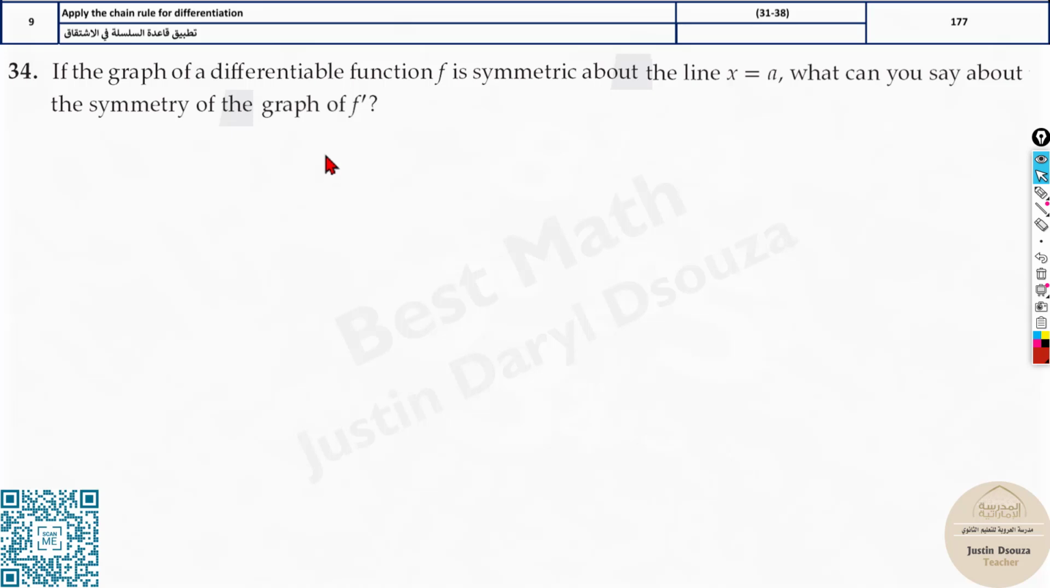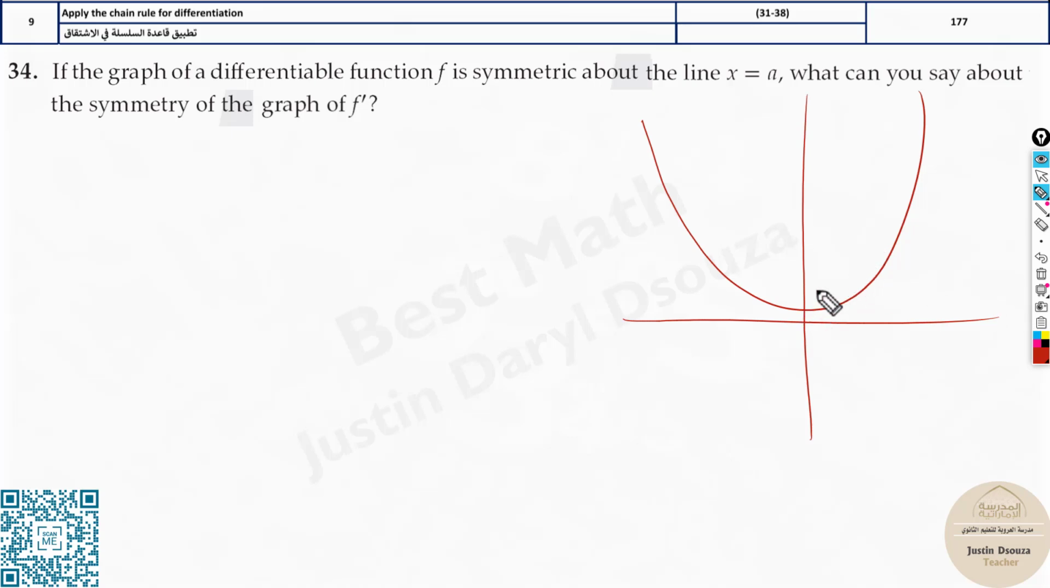And even this problem, again, I don't think this will come, but anyways, let's go through this. If the graph of a differentiable function f is symmetric about the line x is equal to a, okay, it's symmetry. So what comes to my mind is a parabola, because it's very easy to remember a parabola, right? Now imagine this x is equal to a, this is the line. What can you say about the symmetry of the graph of f derivative?